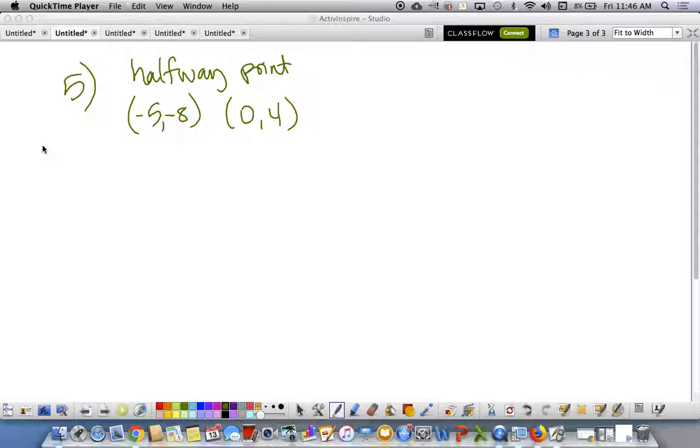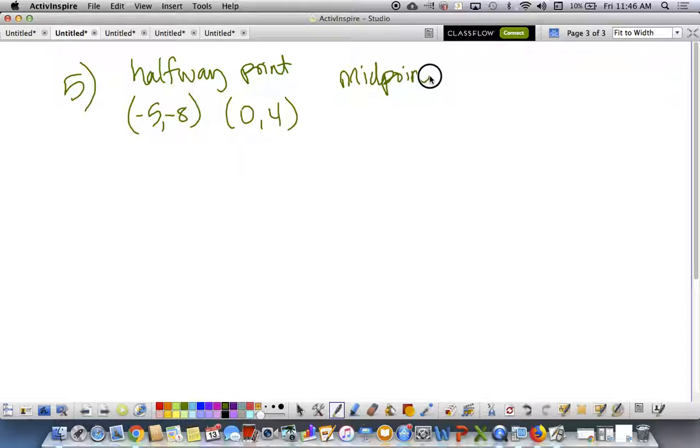Halfway point, this was when they're asking for, find the coordinates of the point halfway between -5, 8 and -8 and 0, 4. What are they asking for? Midpoint. So do you remember the midpoint? Average of the x's and average of the y's. The midpoint formula is x plus x over 2, y plus y over 2. Average of the x's, average of the y's. So what do we get?